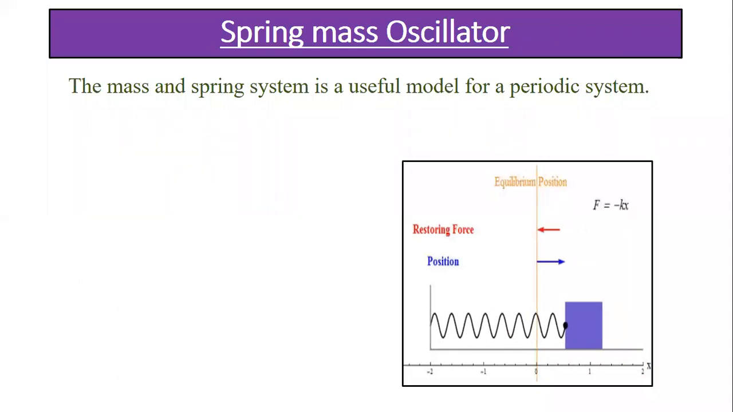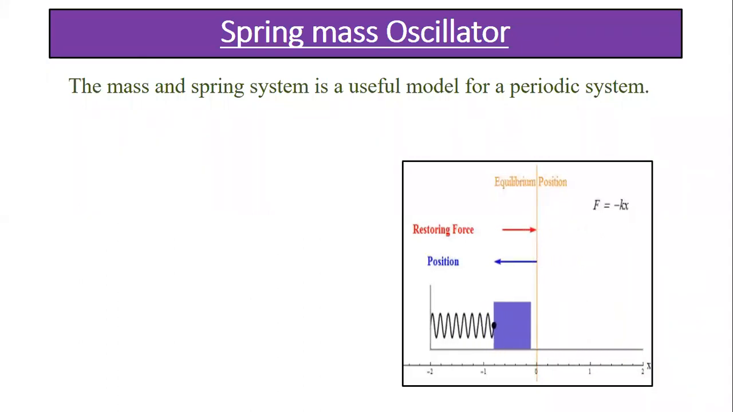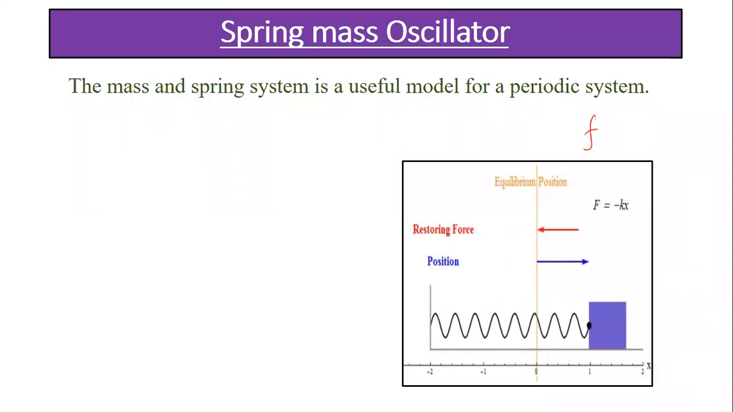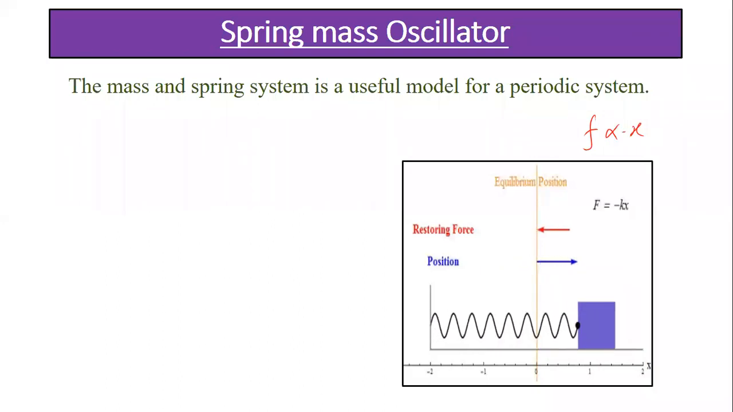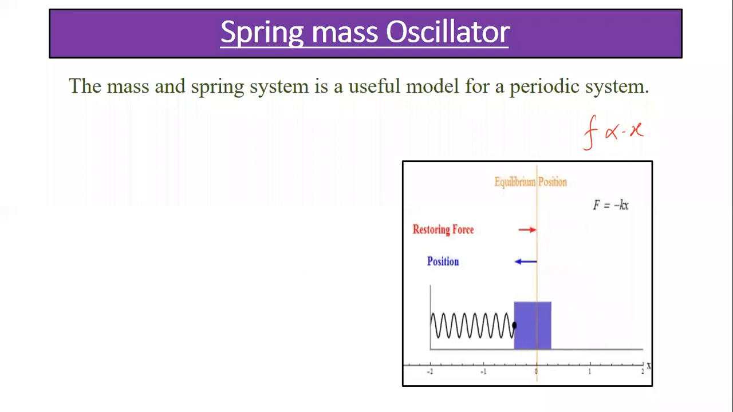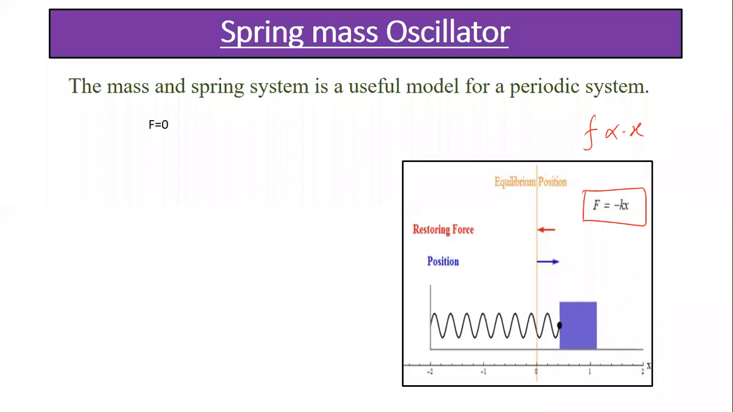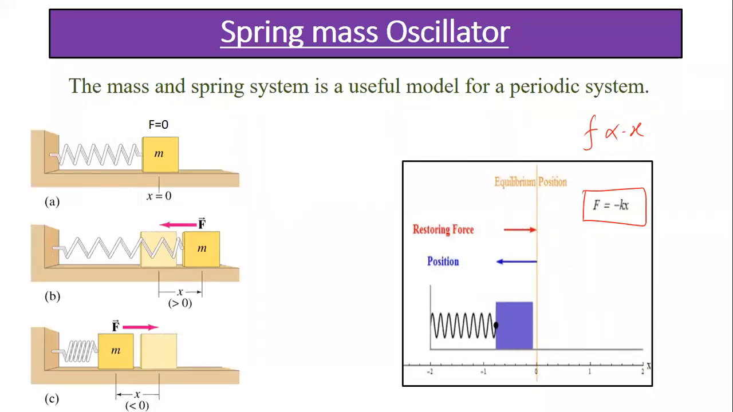The larger the displacement of the block, the larger the restoring force developed in the spring. So we can write restoring force proportional to displacement, and they are oppositely directed, so we put a minus sign. And if you put in the constant, we get this equation: F is equal to minus kx. You can see some more diagrams here.